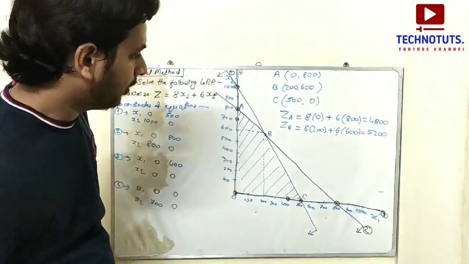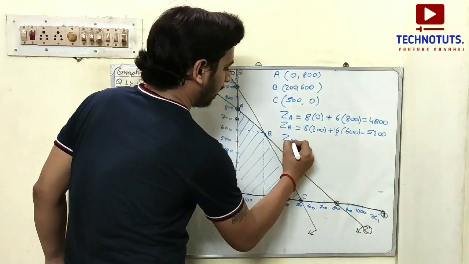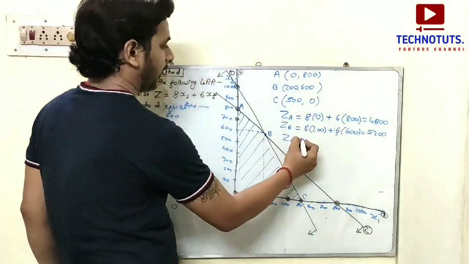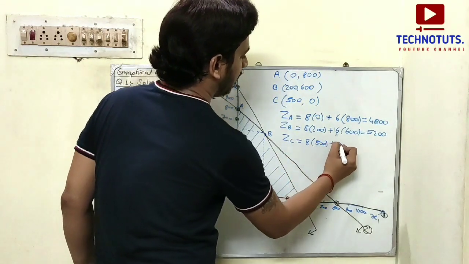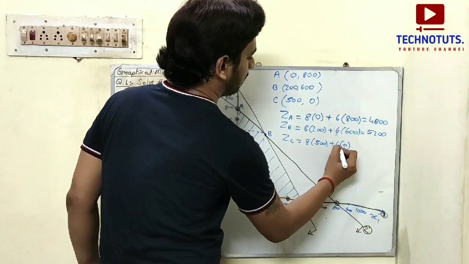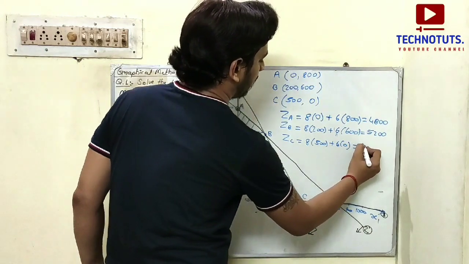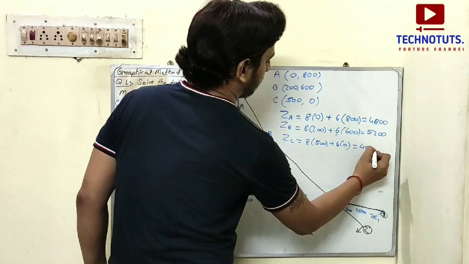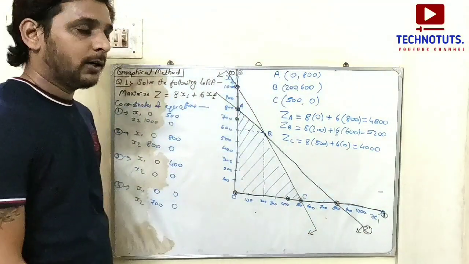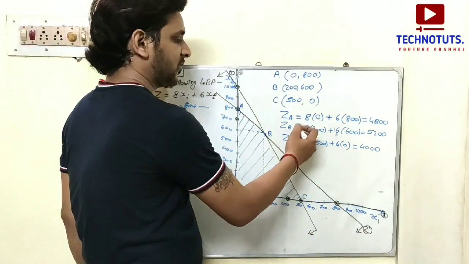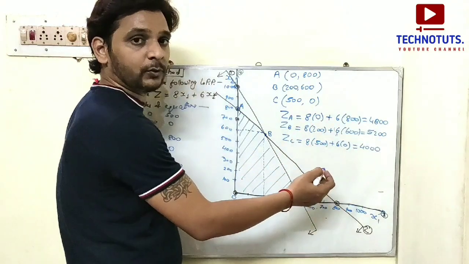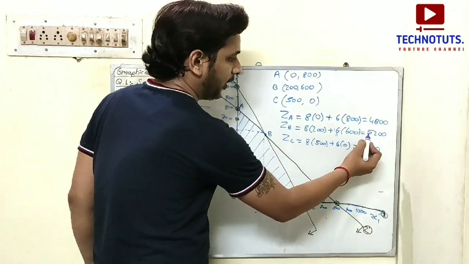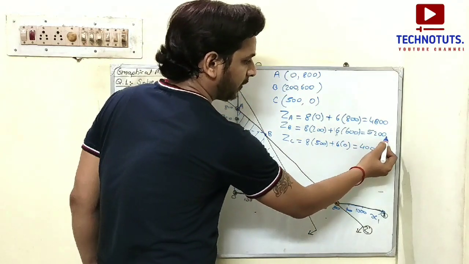Now let's find z at point C. x1 is 500, so 8 into 500 plus 6 into 0 is equal to 4000. Okay, now let us check at which point the value of z is maximum. You will see that the value of z is 5200, which is the maximum, at point B.